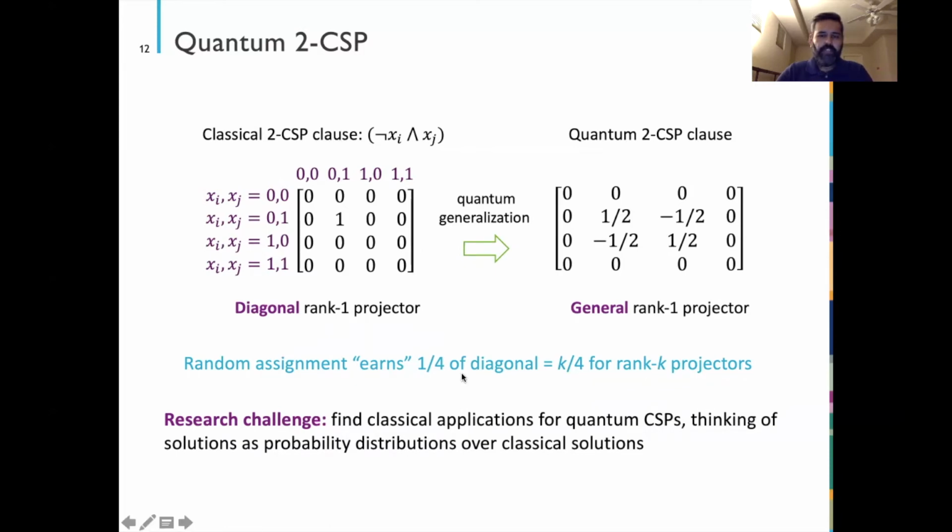I should mention that random assignment also makes sense in the quantum case. There it corresponds to picking everything on the diagonal with equal probability, so that the entries on the diagonal sum to 1. And if you have a rank k projector, you get k over 4. That gives us a 1/4 approximation, both classically and quantumly. And so this is really what we're trying to beat. Only recently have there been quantum approximation algorithms beating random assignment.